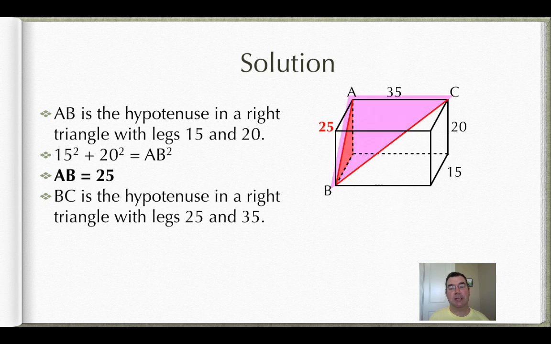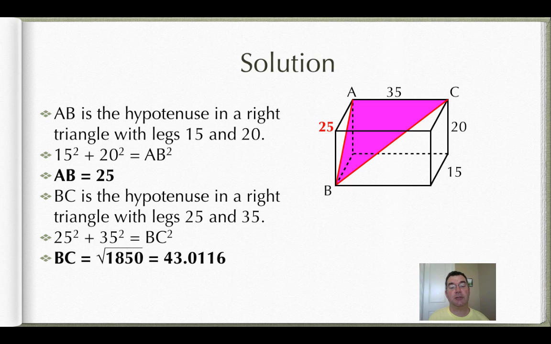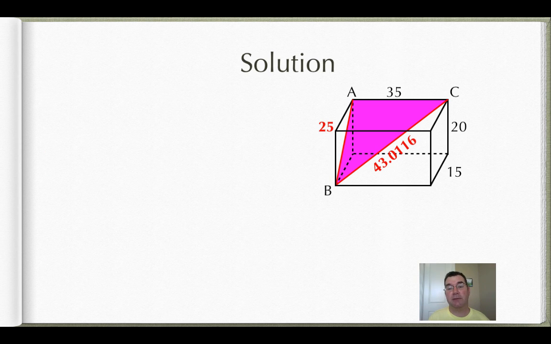Now if I turn my attention over to this magenta triangle over here, it's also a right triangle. It's got legs of length 25, which I just figured out, and 35, which is that edge that runs along the top, and I want the hypotenuse. That's going to be BC. So Pythagorean theorem again, 25 squared plus 35 squared equals BC squared, so that's going to be about 43.0116.